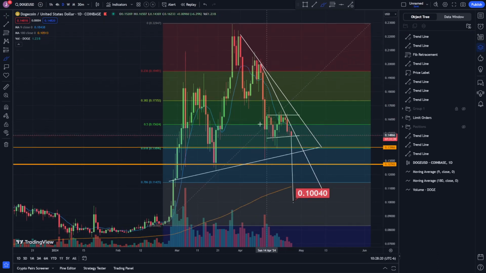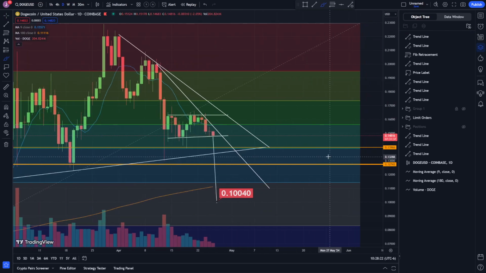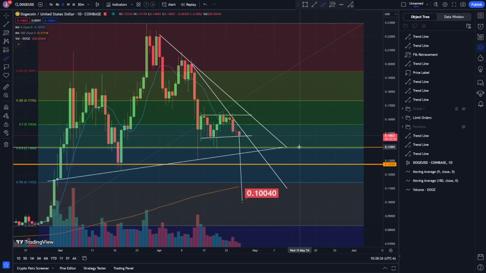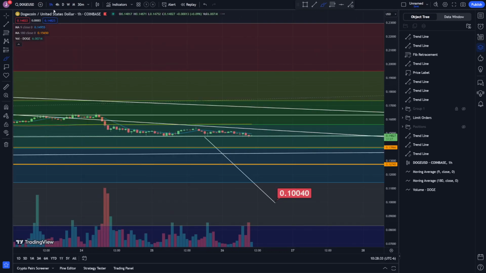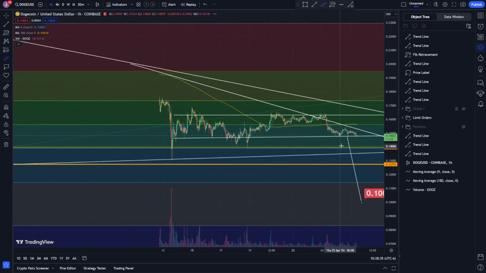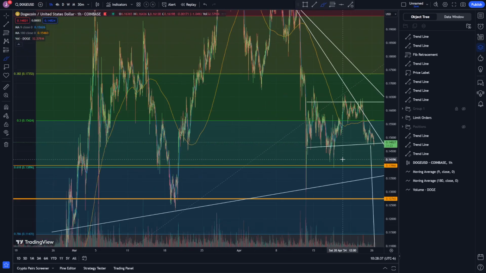So yeah, it looks like there's a trend line right there. And this is on the daily time frame, but Dogecoin has been moving fast. So let's take a look at the smaller time frames, because that is another thing that I've been doing. Let's go ahead and go to the 1 hour time frame.